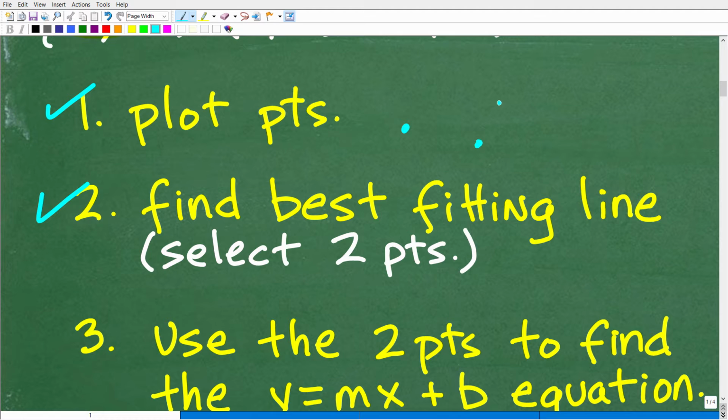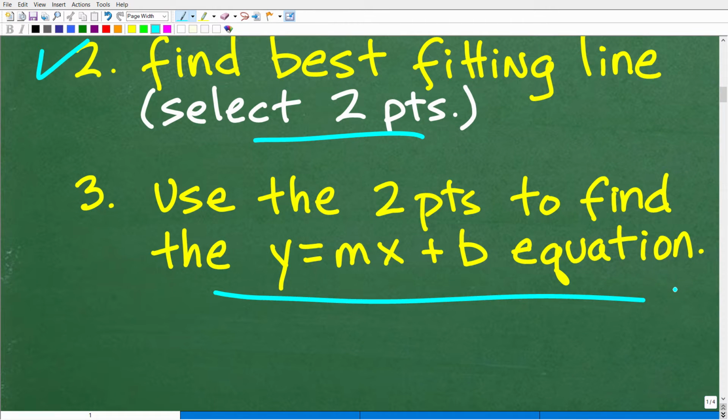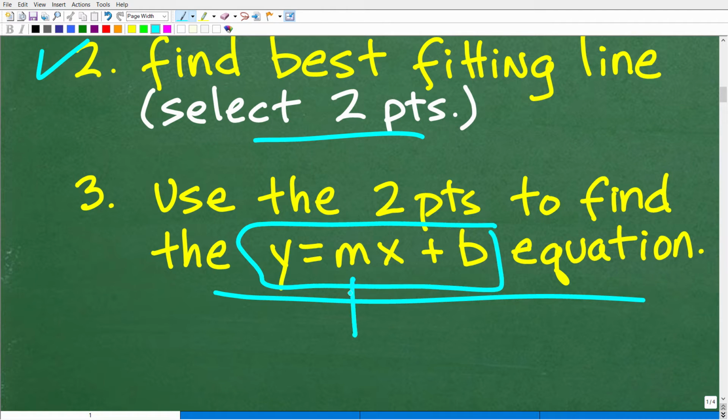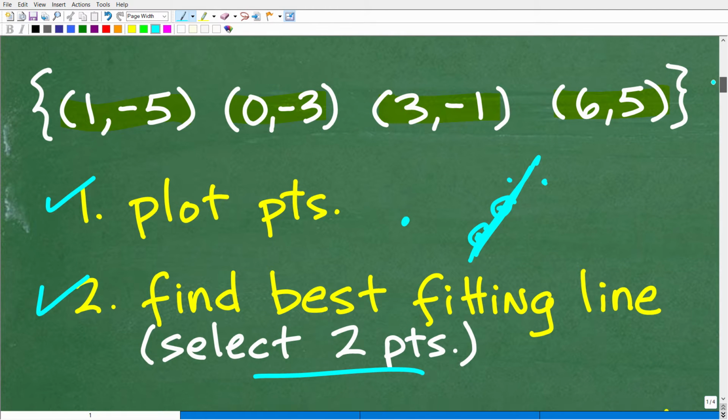So in other words, if I have a point here, here, and here, we're going to pick 2 points that best represent that trend. Now, this could be somewhat subjective, but in this particular problem, it's going to be very obvious. Once we pick 2 points such that we can draw a line through them that represents the best trend, we are then going to use those 2 points to find the linear equation in y equals mx plus b form. And this is called slope-intercept form. Okay, so that is going to be the process to solve this problem.